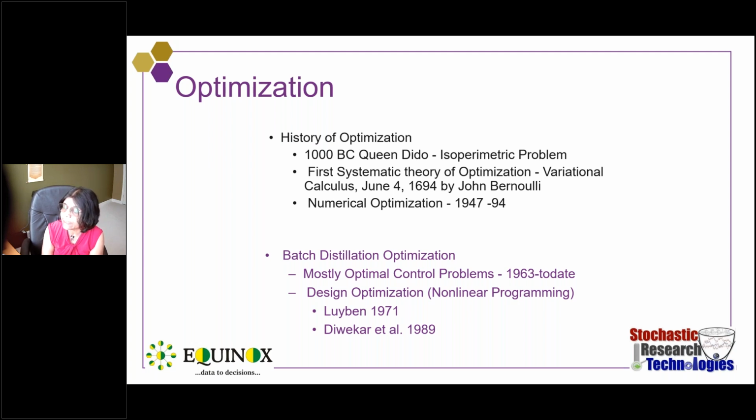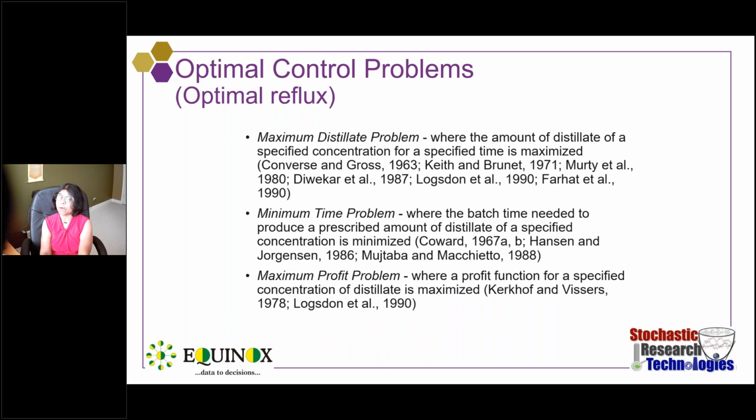In batch distillation, that involves changing reflux with time. Most optimal control problems were solved before any other optimization problem in batch distillation, and to date it's still a very popular area of research. Design optimization, like constant reflux and variable reflux, came up later, and it still continues, but not as popular as optimal control problems. What are the optimal control problems?